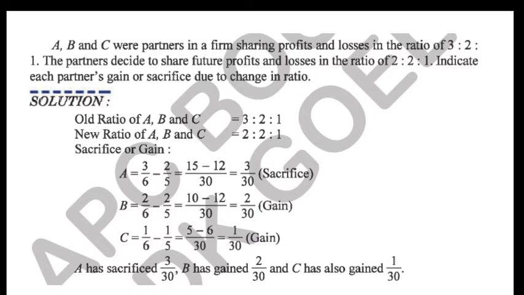Again I want to tell you that for calculating gaining and sacrificing ratio, the formula will be old ratio minus new ratio. If the answer is positive, it will be known as sacrificing ratio, and if the answer is negative, it will be known as gaining ratio.